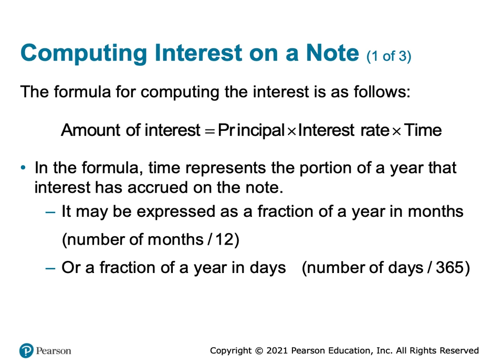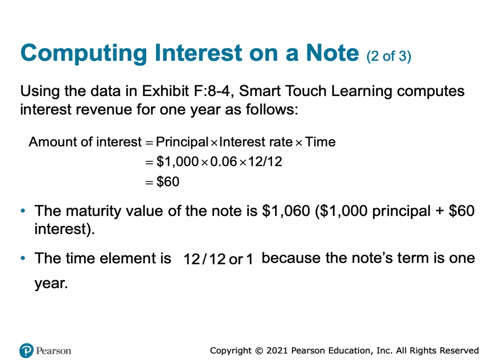As far as computing interest on a note, we actually did look at this in Chapter 3 when we were doing adjusting entries, but we'll cover it again. So the formula for calculating interest is the principal times the interest rate times time. And time represents the portion of a year that the interest is accrued on the note. So we can do that as a fraction of months or days, as we did in that previous chapter when we've done this before.